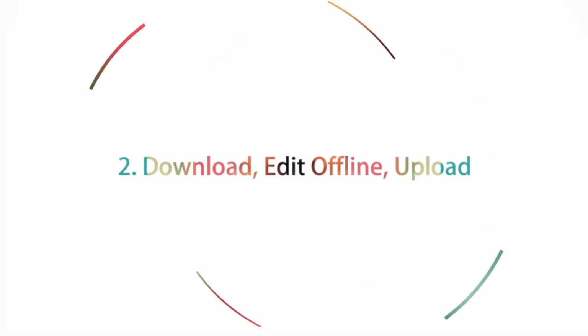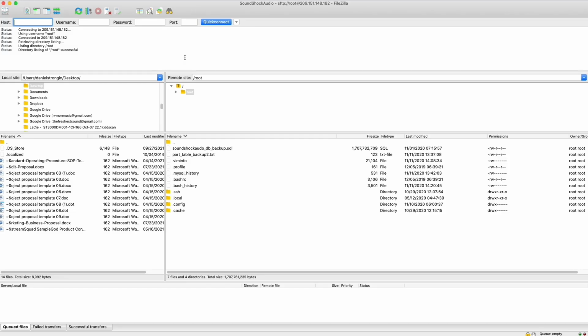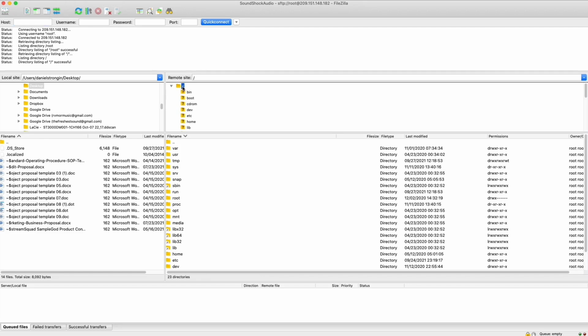This brings us to option number two, to download, edit offline, and then re-upload. Instead of using the theme editor to edit the PHP files, another option is to manually download the file you want to change, edit the file offline, and then re-upload it. To do this, you will need an FTP client. In our example, we'll be using the free FTP client FileZilla. Once you are logged into your server via FTP, you can then look for the theme files. To do this, we'll go to slash, and then go down to var.